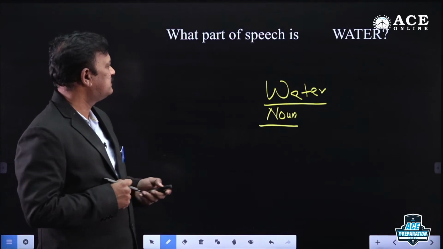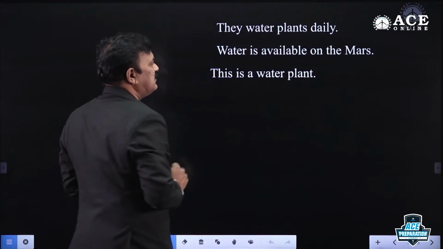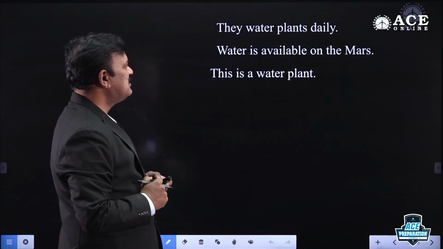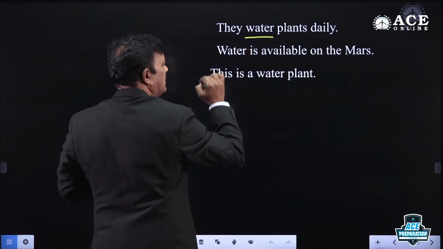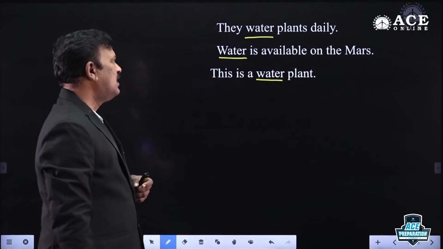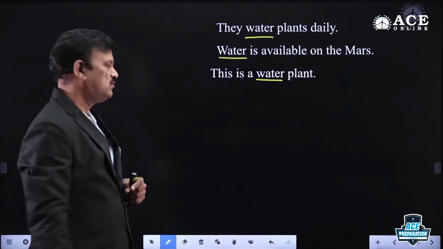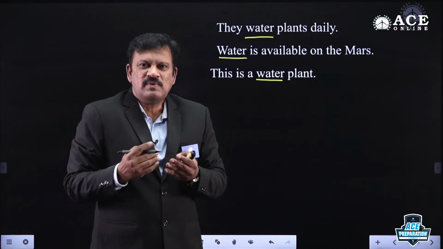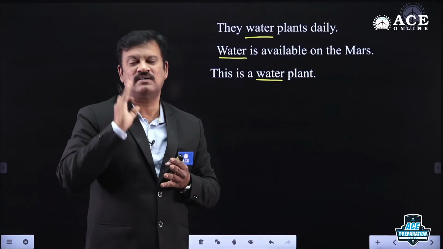Now, look at this. They water plants daily. Water is available on the Mars. This is a water plant. If you observe, I have water here, here, and here. Do you think all these words used here are nouns? No. The point I'm trying to make is, maybe the word water by birth is a noun, but how I am using it in a sentence is what matters.